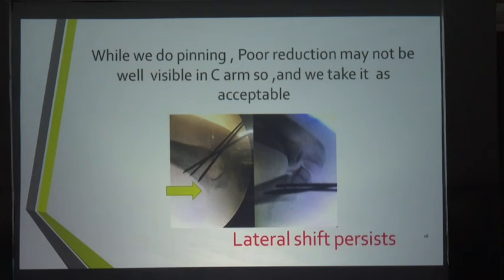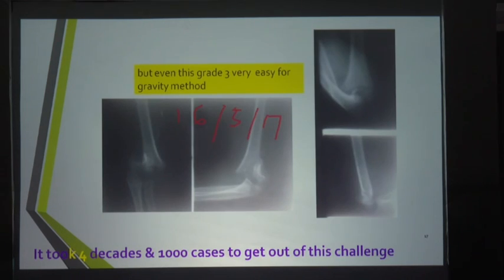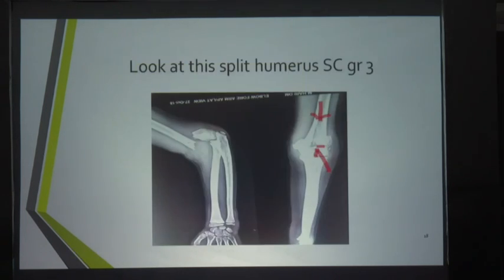While we do pinning, poor reduction may not be well visible in C-arm also, and we take it as acceptable. It looks like the reduction has been done, but there is a shift, you see, a little shift still passes. Here it was pinned, and later they take X-ray and ask me whether it will be perfect or not. But even this grade 3 is very easy for the gravity method. The gravity method takes seconds. Initially, in the video I made, people asked where did you do the reduction? Because no one could see, even after slowing. I was not able to explain to people how I do it, I just did it. Then I realized how to tell you. You see, this is a reduction, easy.